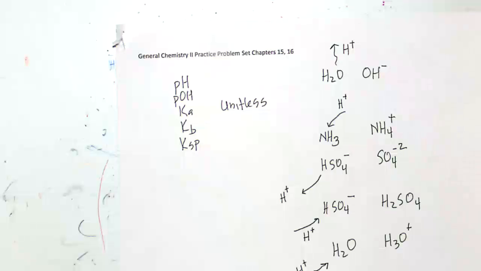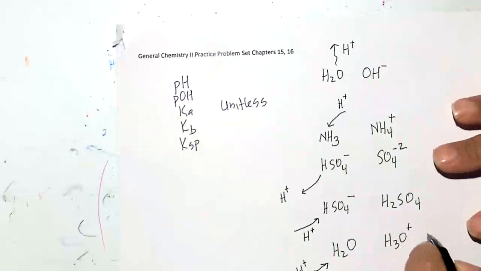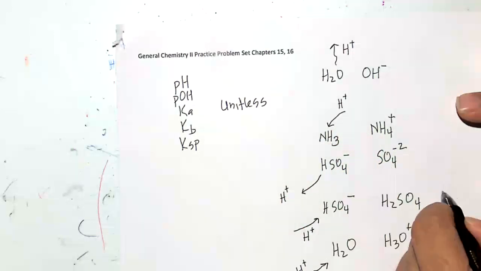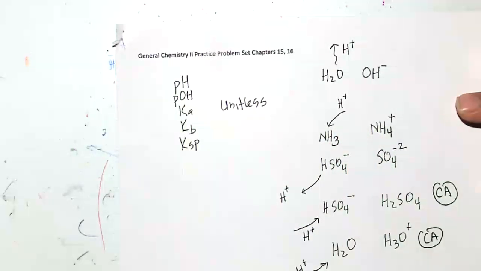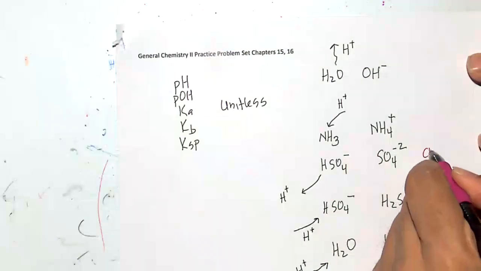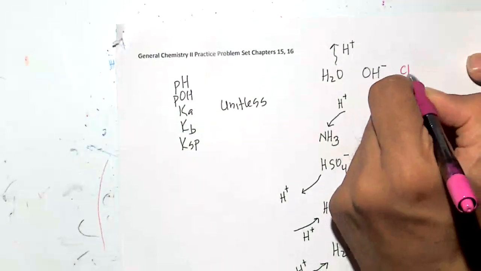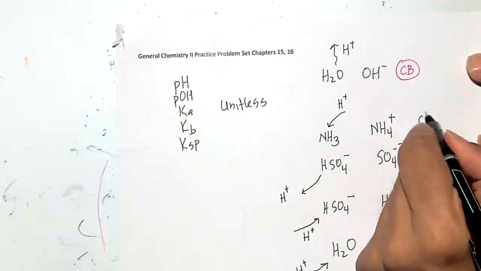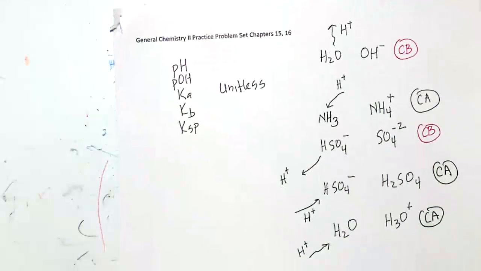So basically what I'm telling you guys is make sure you know how to calculate the conjugate acid and conjugate base. So all of these, when you add a proton, it becomes a conjugate acid. Now this is all short answer: when you remove a proton, it becomes the conjugate base. When you add a proton, it becomes the conjugate acid.